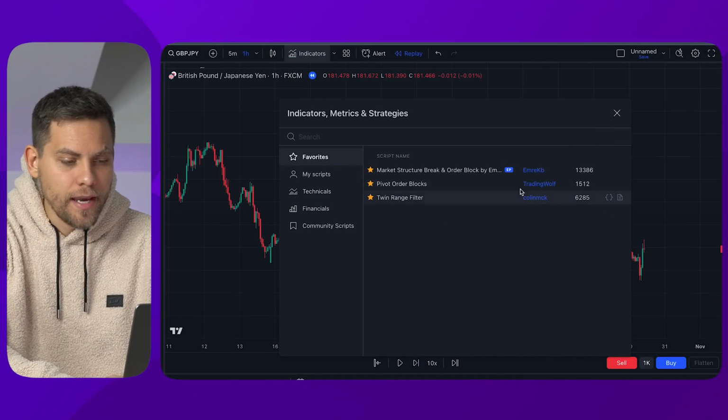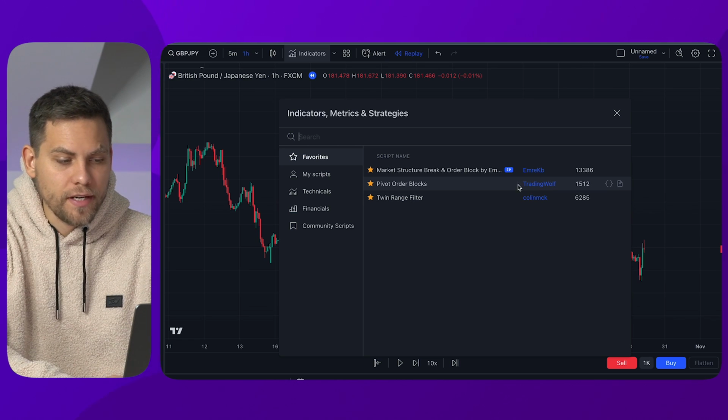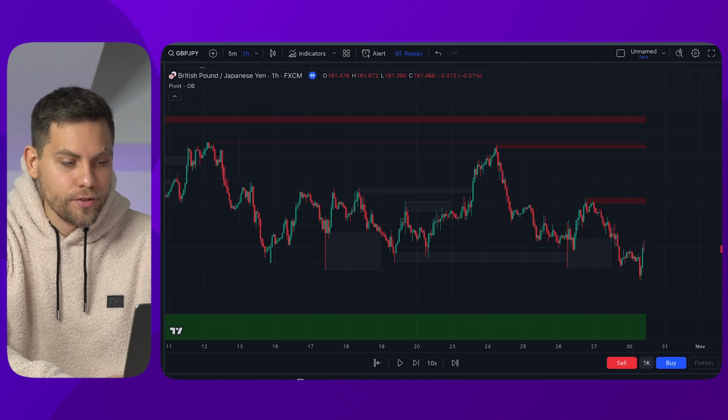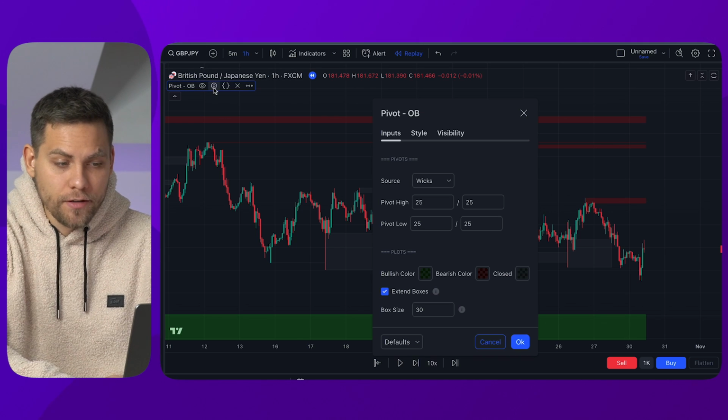Let's start by adding our first indicator. Click on the Indicators tab at the top left on your screen and look for the Pivot Order Blocks indicator. This indicator was created by TradingPool, and you can find it in the list of available indicators. Just click on it and add it to the chart. Now we have added the first indicator to our chart.